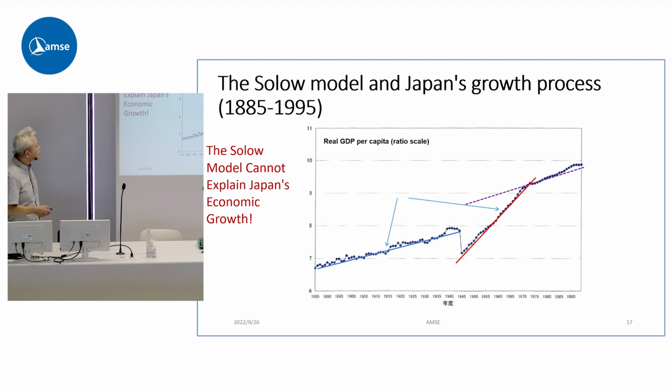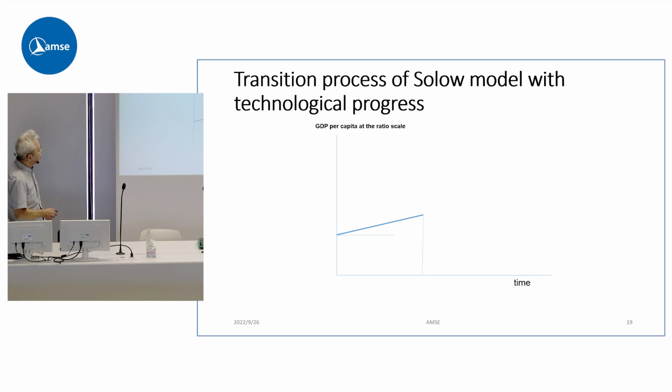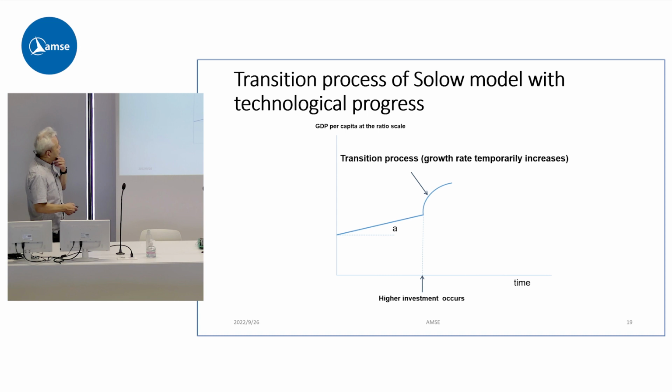So Solow then introduced the so-called technical progress, as you know. Then we have this kind of new timeline. This is the rate of technical progress, the slope shown here. Okay. Now it seems to mimic reality. That's why we can explain the Japanese growth process. So it's fine. This is, I think, the sort of model.